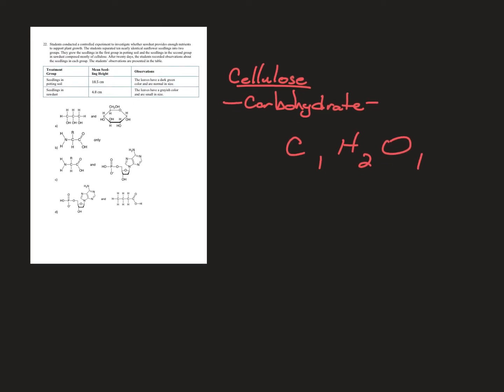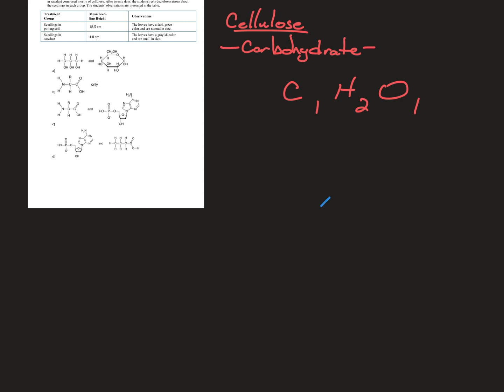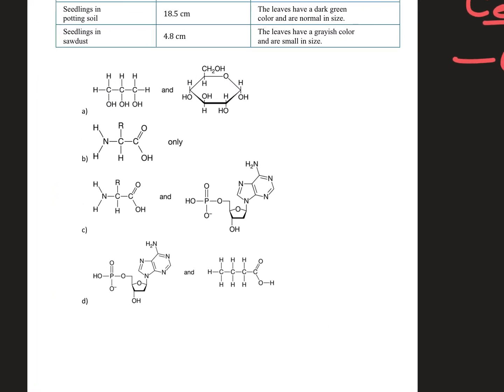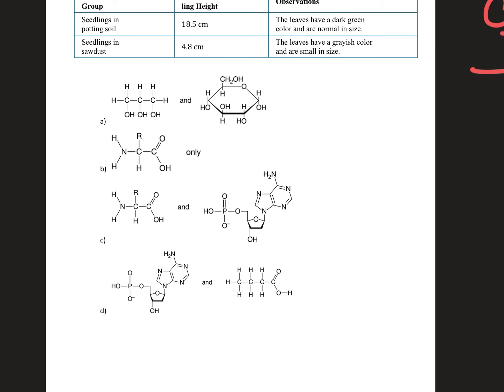So if I'm growing a plant the way you've been growing in class, this little seed in a pot that only has sawdust in it, it only has what elements? C, H, and O. Which of these elements is missing? Which of these monomers would it not be able to make in order to build itself? So could it make A? Yes, because it's carbon, hydrogen, oxygen.